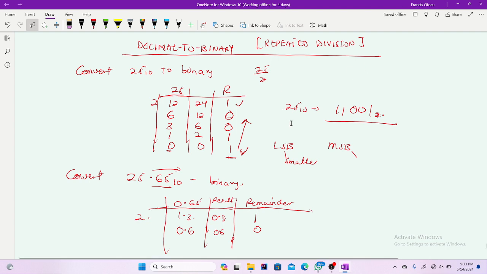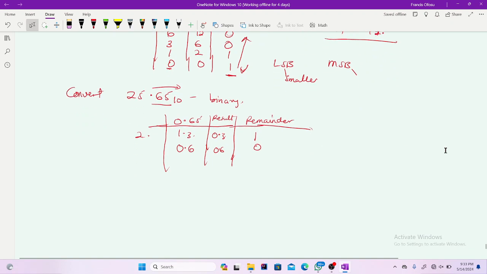So let's see. We only take, as I said, what is at the left side of our floating point, which is popularly known as the decimal point. So at this point, you multiply 2 by 0.6. What are you getting? 1.2. So 1.2 here, I said we take the 1, then we leave the 0.2. We still go on with our 0.2 here.